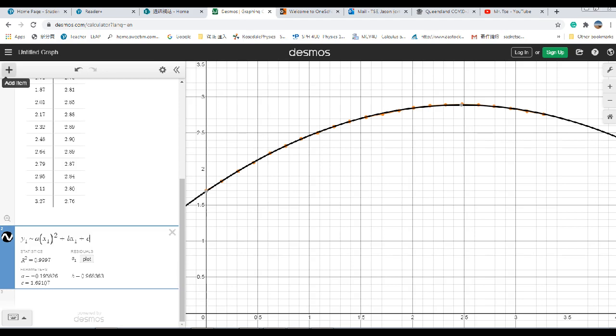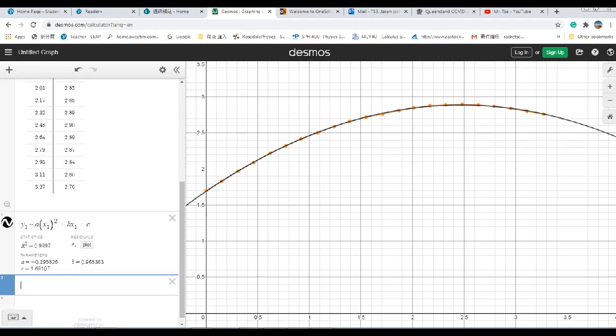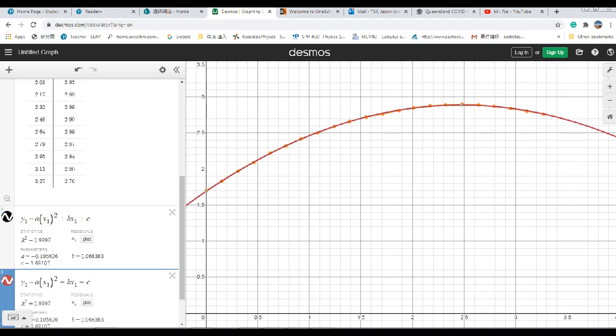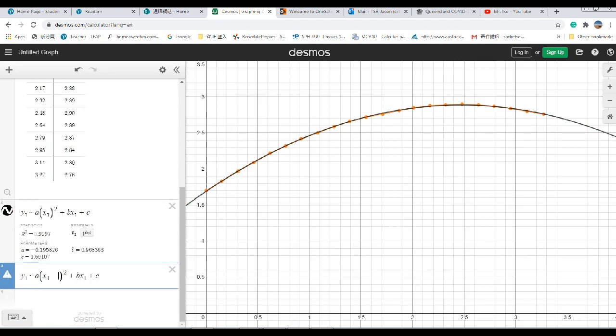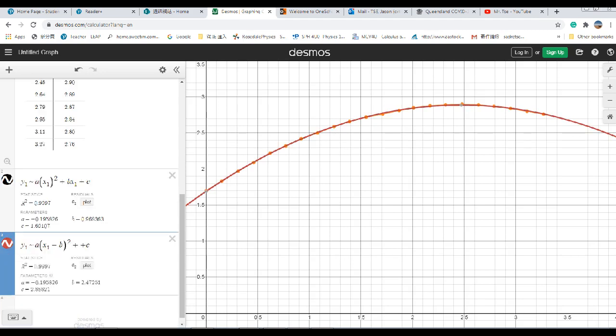All right, so let's add another one. This time I'm going to use the vertex form. To save time, possibly you can copy here. But this time I'm going to change it into a vertex form. So x minus b, so that's the vertex form, right? And we don't have such a term. So here's the vertex form. You see, it gives you the same graph. That's the orange one.